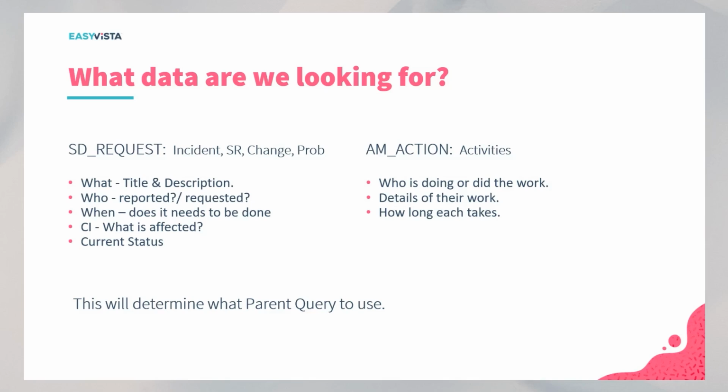Now, the actions or the activities is where all the work is being done. So if you want details on who is doing each specific item, because there could be multiple actions for one single request or one single incident, you go after the AM action table. And the AM action table can also determine how long each of those activities took. So again, we have to think about the intent of the report, but this is a big confusion. We get a lot of questions on what tables to go after for what data. Okay.